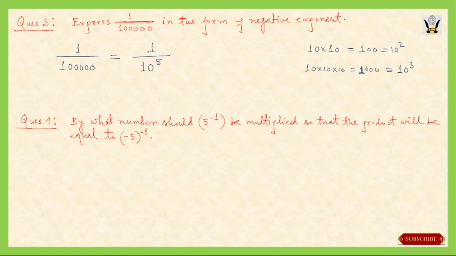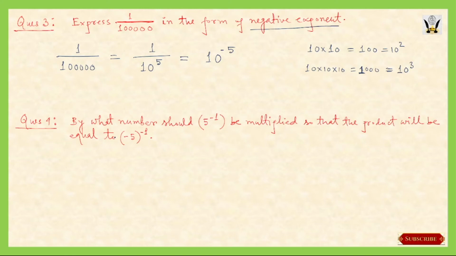And when it is in the form of 1 by a to the power n, this can be now written as 10 to the power minus n. So it will be this time 10 to the power minus 5. So it is expressed in the form of negative exponent. So this will be our answer.